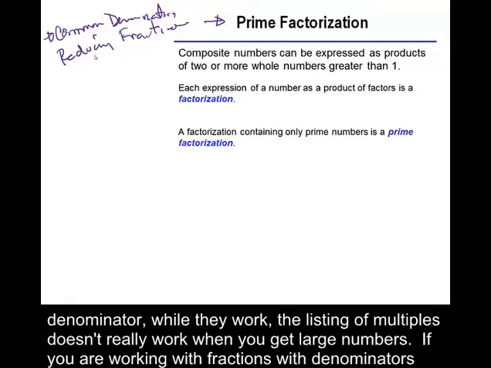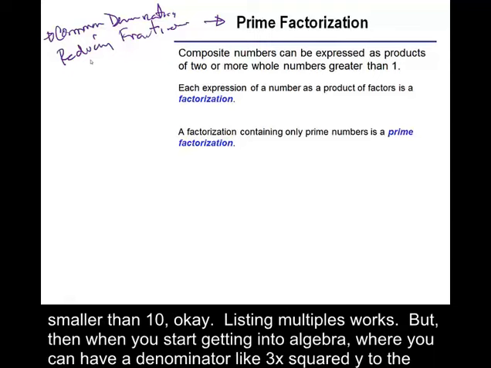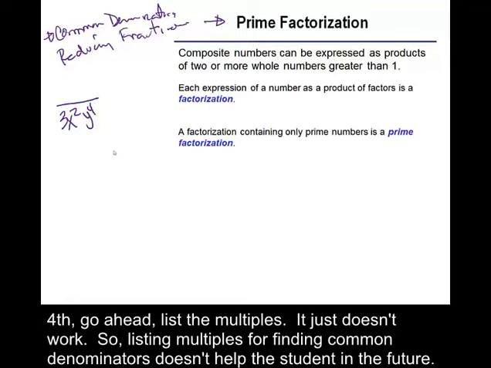While they work, the listing of multiples doesn't really work when you get large numbers. I mean, if you're working with fractions with denominators smaller than 10, okay, listing multiples works. But then when you start getting into algebra, where you can have a denominator like 3x squared y to the fourth, go ahead, list the multiples. It just doesn't work. So listing multiples for finding common denominators doesn't help the student in the future.